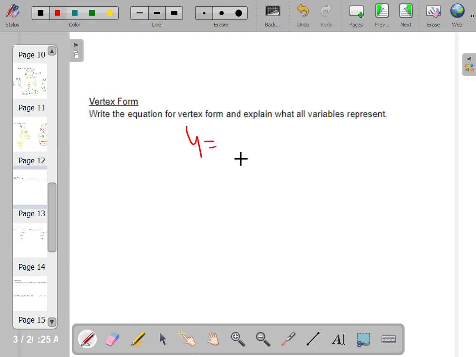Vertex form of a quadratic is a times x minus h squared plus k. A still tells you whether it opens up or down, but h, k is the vertex. Now this is kind of tricky because you see the minus sign and you have to realize that the equation calls for a minus sign. So the h is what you plug in. People are like, oh, you flip the sign. You're not really flipping the sign, it's just the equation has a minus sign built into it. You'll see what I mean here in a sec.